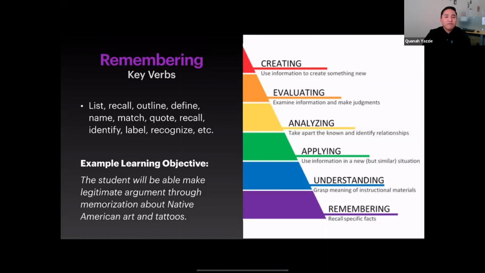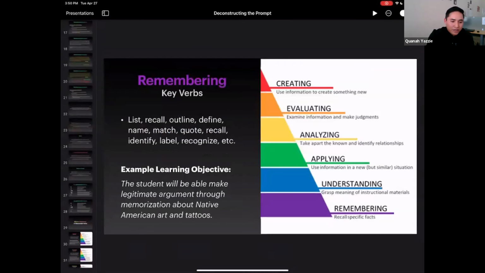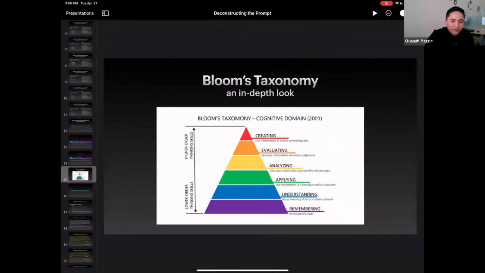Bloom's taxonomy is from Benjamin Bloom in, I believe, 1956. But a lot of this information is relative to the Navajo way of thinking, right? From the top to the bottom. This is in a pyramid, but let's go back to this slide here so that we see the whole triangle.